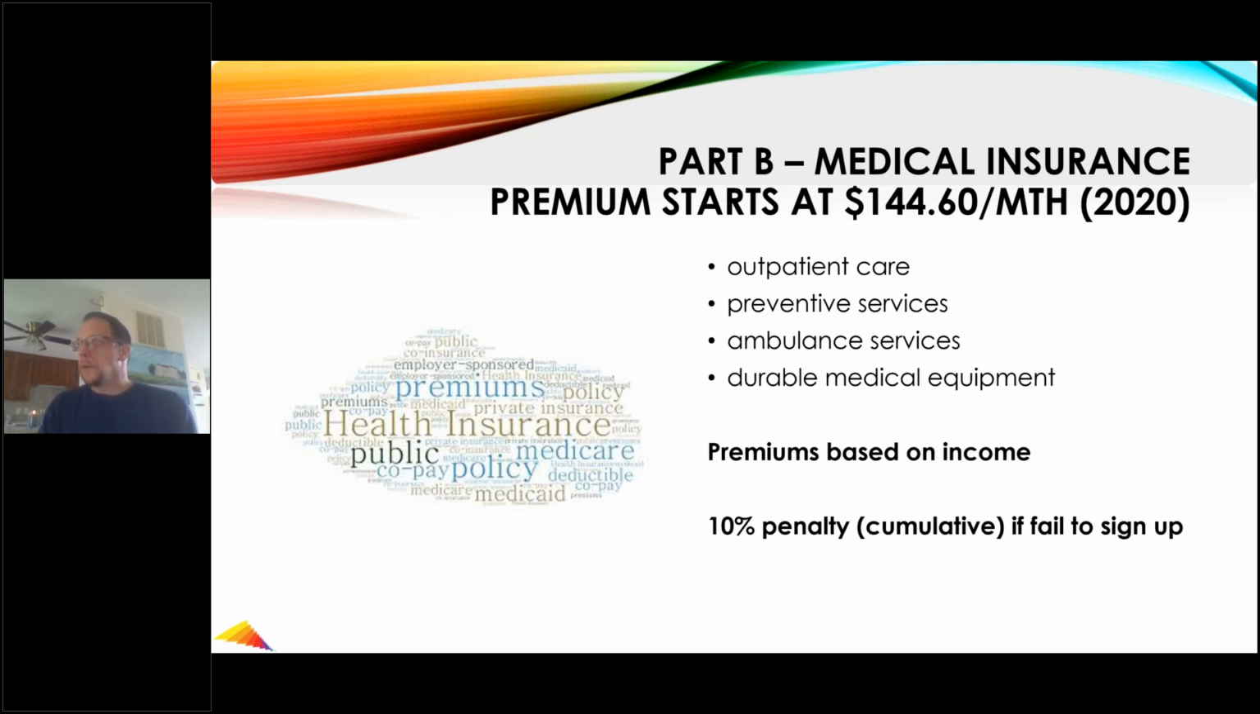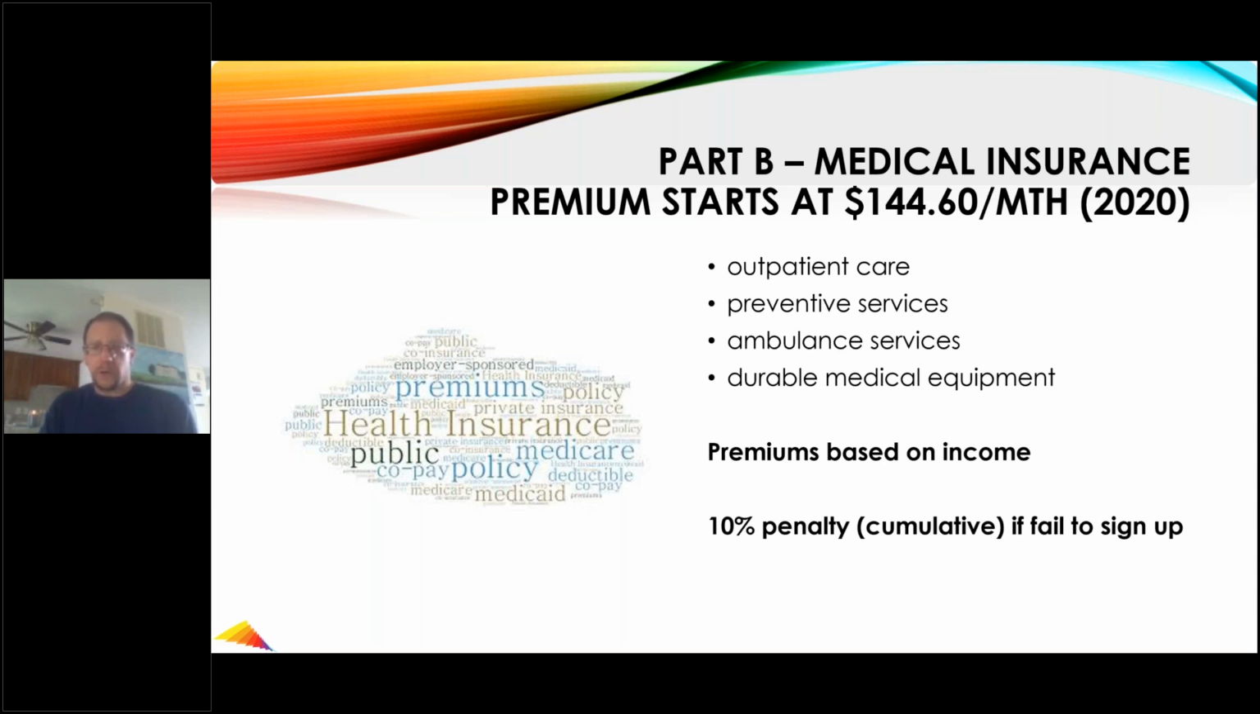Now, most of us aren't going to have to pay more in premium, but for those of us who had higher incomes, we are going to be paying more than $144.60 a month. This is where you can talk to your financial advisor when you're doing a financial plan, or you can go to the Medicare website to get an idea of how much you're going to have to pay.